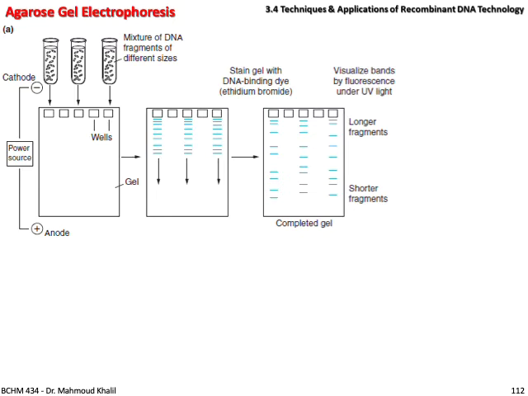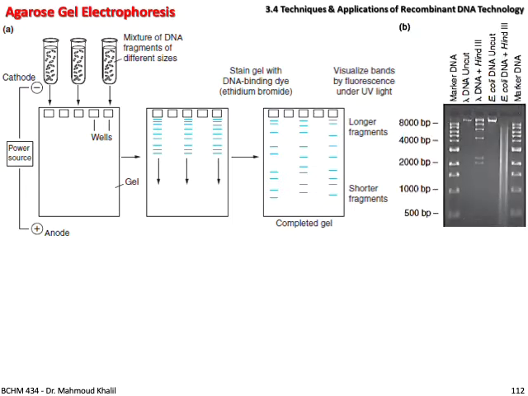This is a figure showing agarose gel electrophoresis. You can see a mixture of DNA fragments of different sizes. They are loaded into the wells. The wells are located next to the cathode, and once you switch on the power, the DNA fragments start to migrate. Each DNA fragment size is represented by a band. You can see the blue bands. The longer fragments are retarded in migration, while the shorter fragments migrate faster. Then you can visualize the bands by fluorescence under UV light.